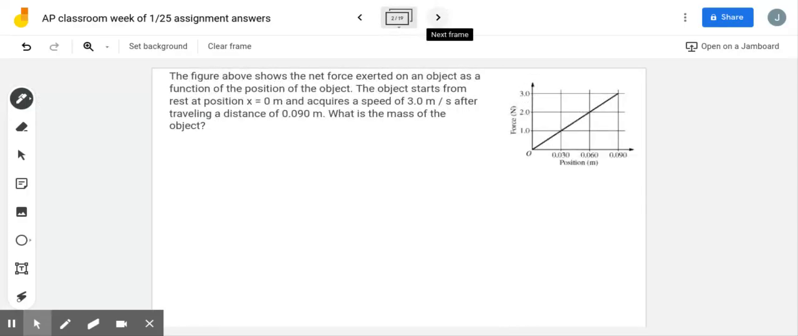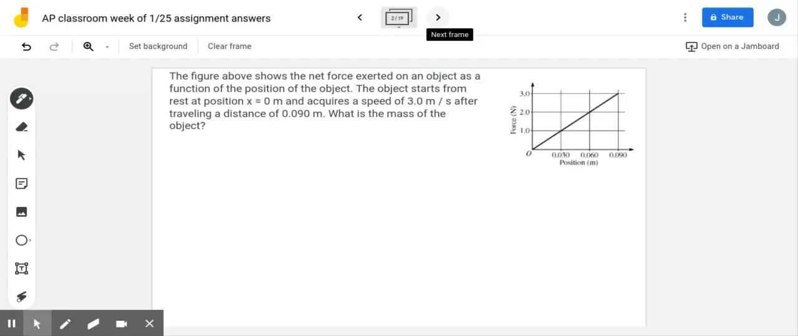The second one, the figure shows the net force exerted on an object as a function of the position of the object. The object starts from rest at a position of x equals 0. It acquires a speed of 3 meters per second after traveling a distance of 0.090 meters. What is the mass of the object?